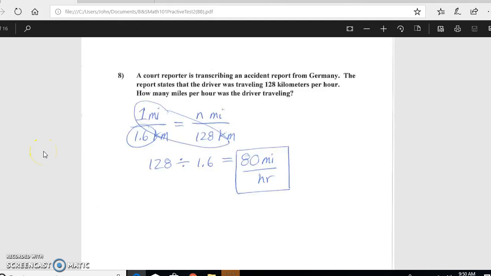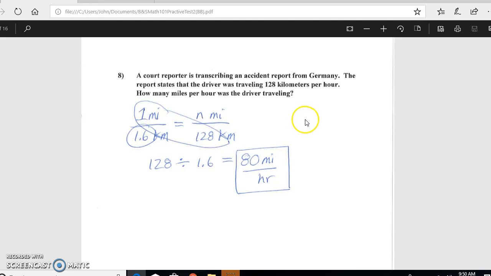This is the practice test for measurements, and here we're looking at problem number 8. The problem says a court reporter is transcribing an accident report from Germany. The report states that the driver was traveling 128 kilometers per hour. How many miles per hour was the driver traveling?